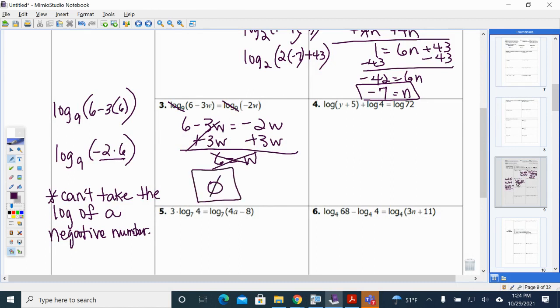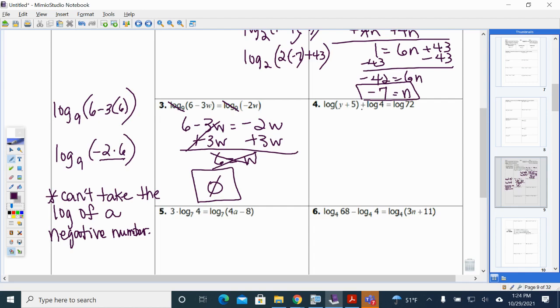Looking at example number 4, log of y plus 5 plus log of 4 is equal to log of 72. So the left side of this equation has 2 logs, which we need to condense into 1.